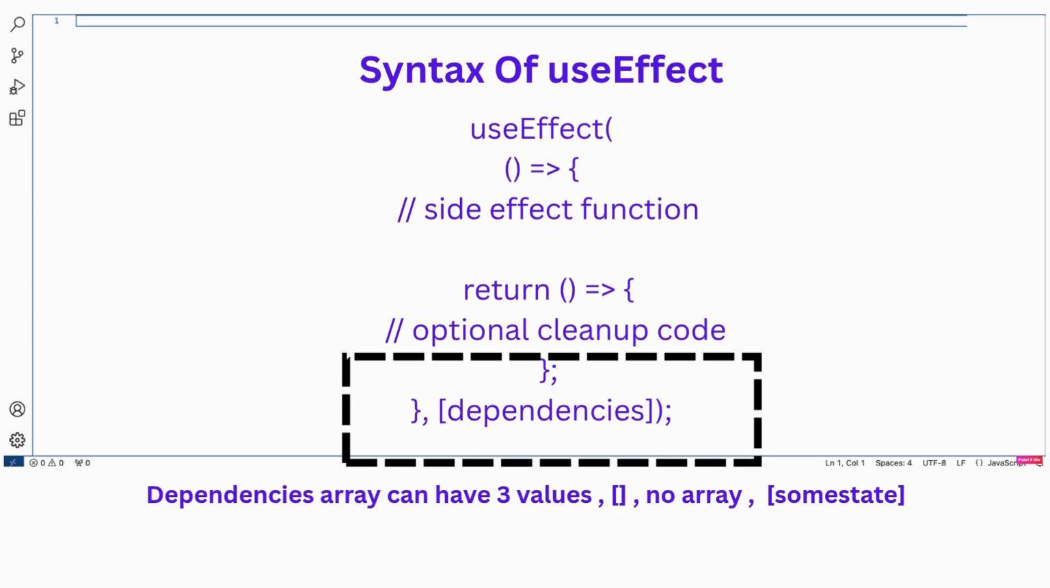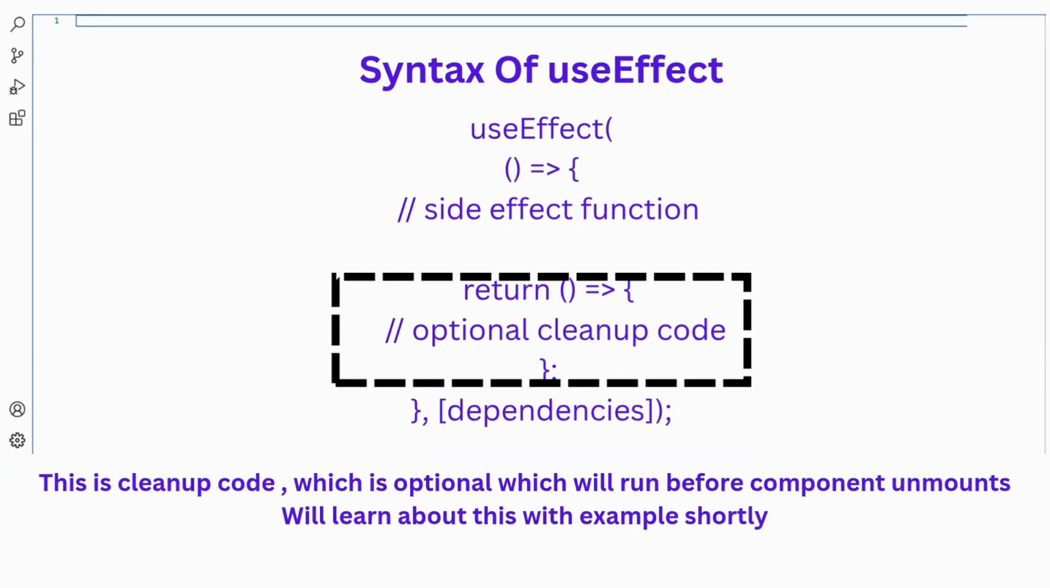The dependencies array can have 3 values: a blank array, no array, and an array with some state. This is the cleanup code, which is optional, which will run before the component unmounts. We'll learn about this with an example shortly.